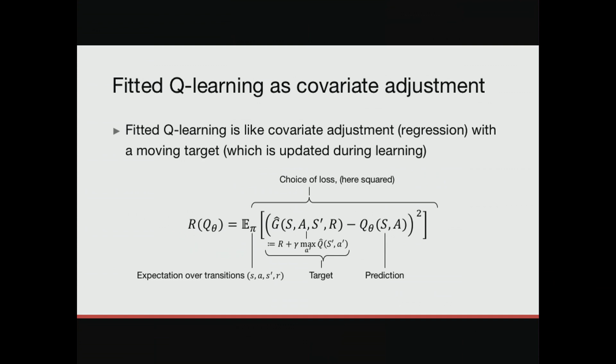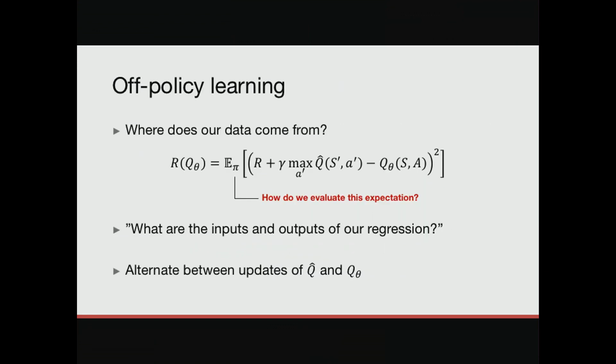So the question we got before was, how do I make use of, or how do I know the transition matrix? How do I get any information about this thing? I say here on the slide that we have some target that's R plus future Q values. We have some prediction, and we have an expectation over transitions here. But how do I evaluate this thing? The transitions I have to get from somewhere, right?